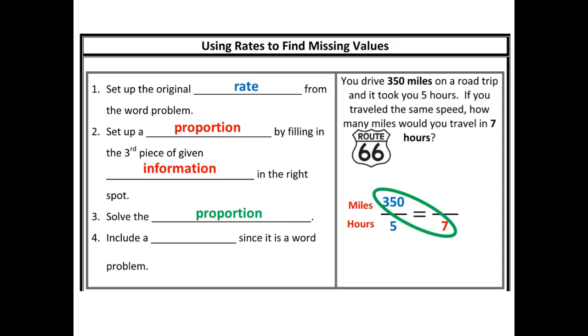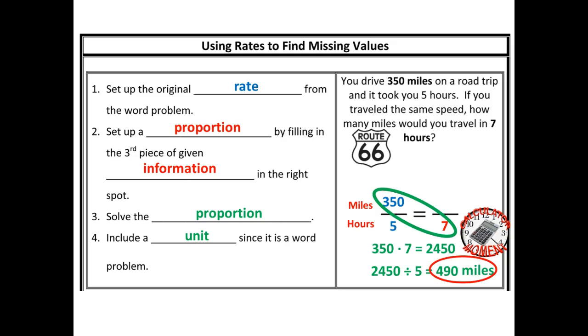350 times 7, so we're going to cross multiply. We're going to multiply the two values that are on an angle from each other and then divide that new product by the third value. So 350 times 7 gives me 2450. 2450 divided by 5, that other value, is going to give me 490. I need to include a unit since it's a word problem. I know already because 350 was in my numerator and 350 was in miles. If I'm finding the other numerator, it has to be in miles as well. So 490 miles is my completely correct answer.